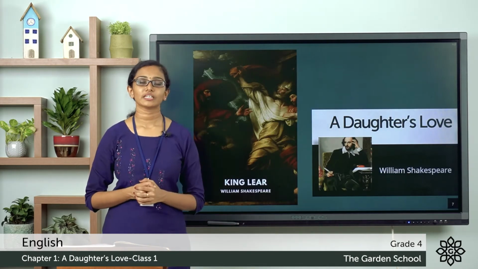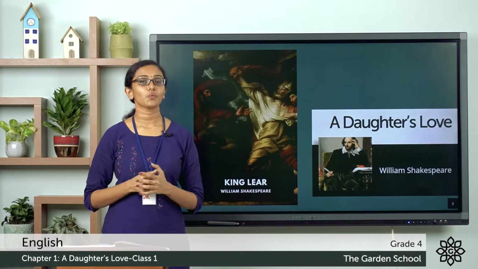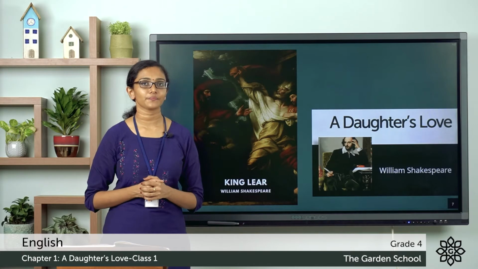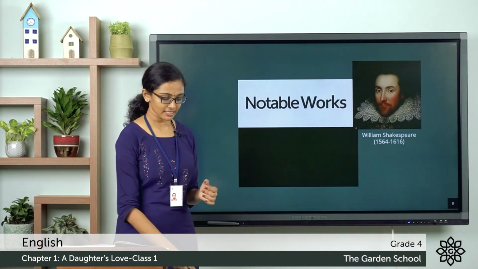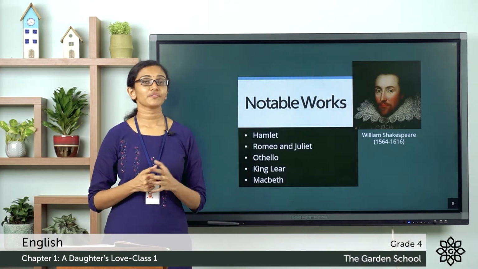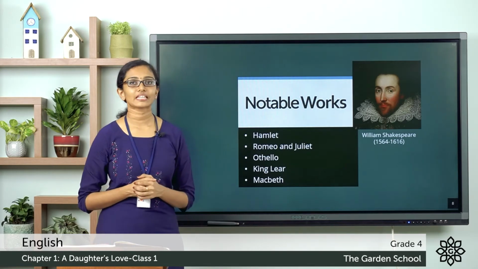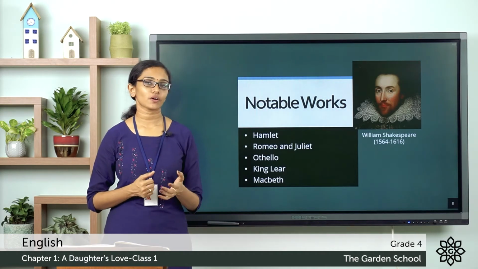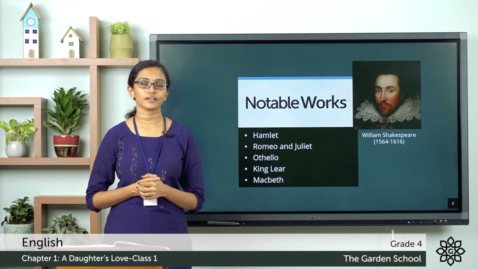The name of our story is A Daughter's Love. This is a graphical adaptation of William Shakespeare's King Lear. William Shakespeare, the renowned English poet, English playwright and actor, the world-renowned dramatist. Some of his other notable works include Hamlet, Romeo and Juliet, Othello, and Macbeth. So the story A Daughter's Love is about the relationship between a father and his daughter.